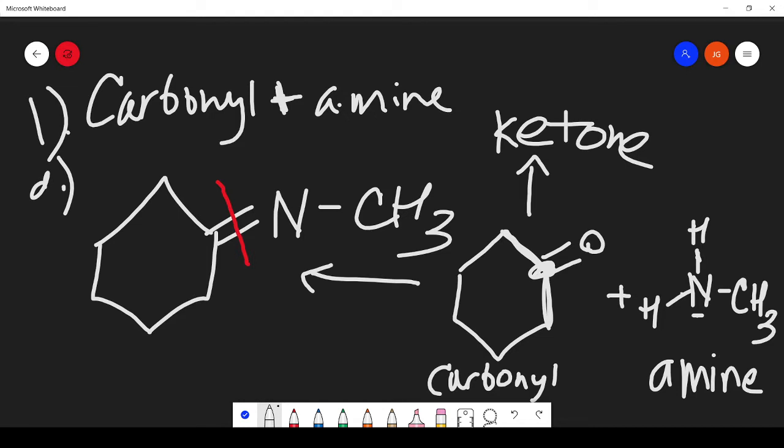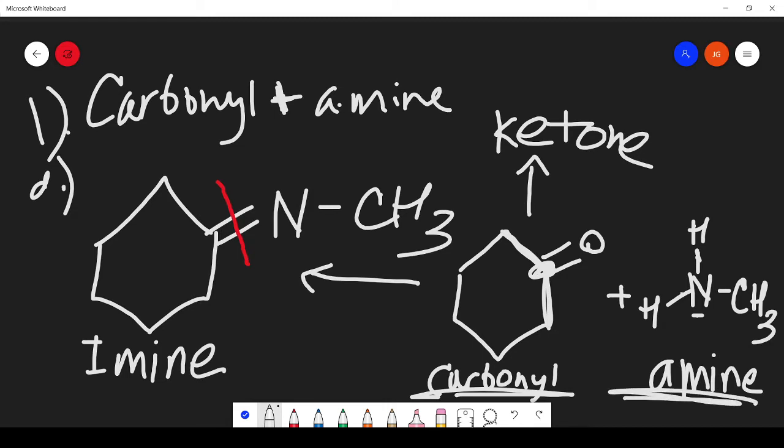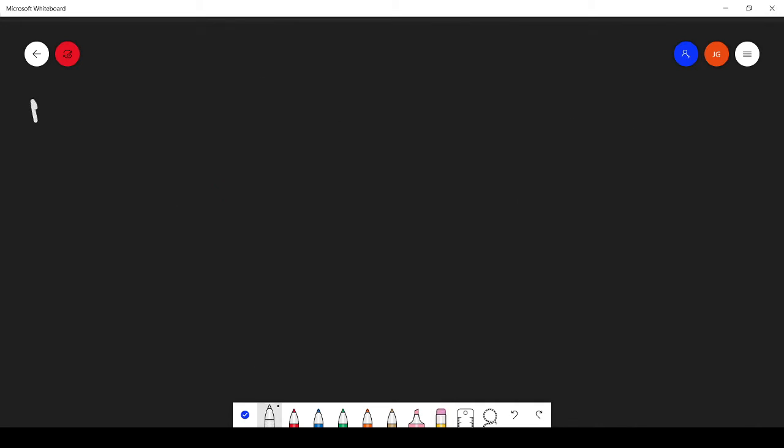So using this disconnect method, we can solve these kinds of problems very, very quickly. And for the record, this compound is called an imine. So if you take a carbonyl and an amine, you form an imine. So using that method, let's try to do this problem.